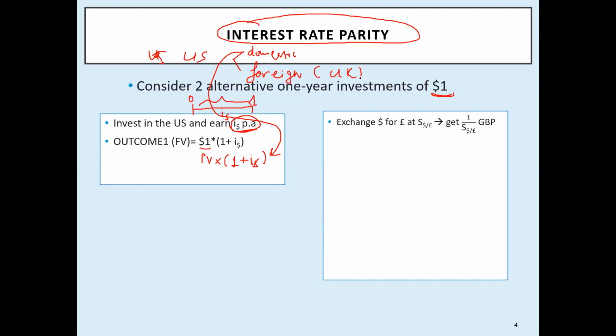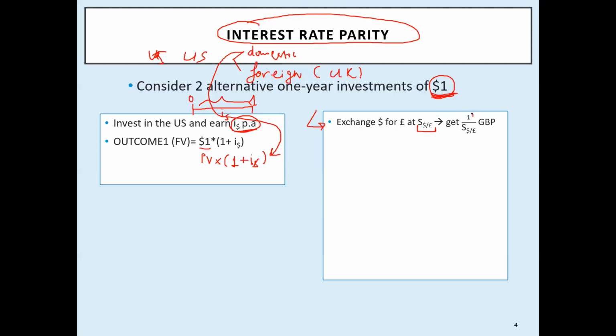If I want to invest in the UK, I would need to first exchange my US dollars to pounds. So I started with $1 before. The first step is to exchange this $1 to pounds. Now, given the spot exchange rate between the dollar and the pound, so here I've got the dollar over the pound, this spot exchange rate is the price of the pound in terms of USD.